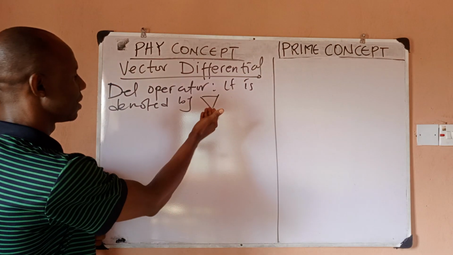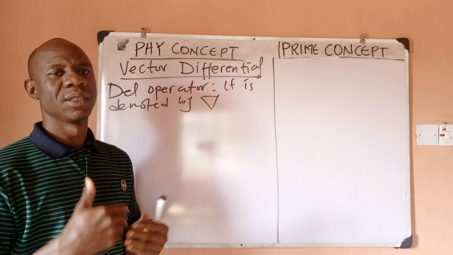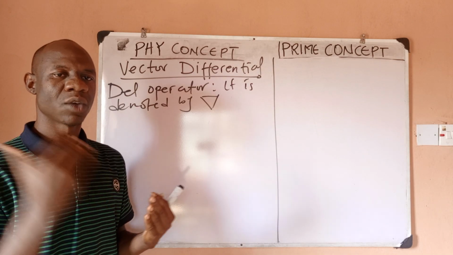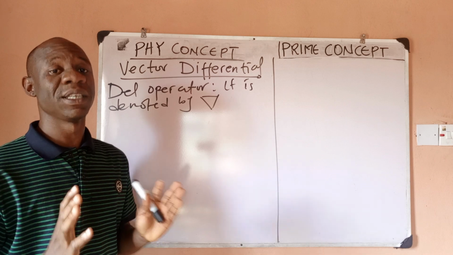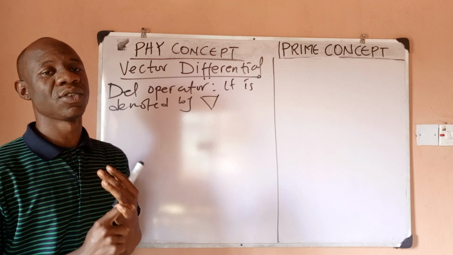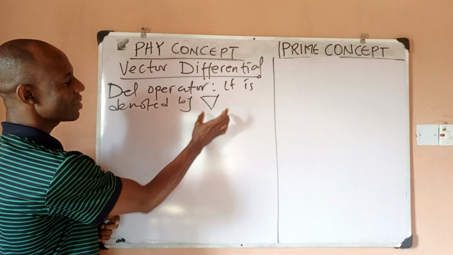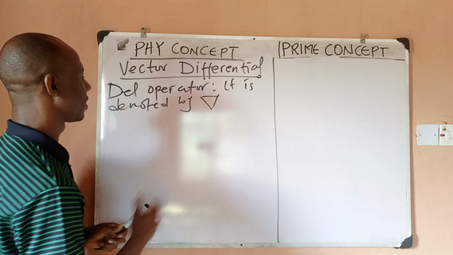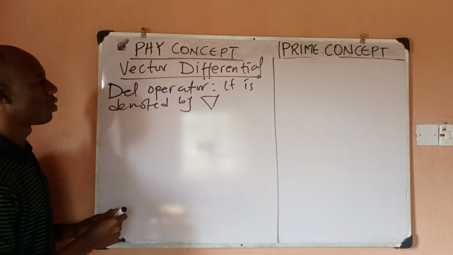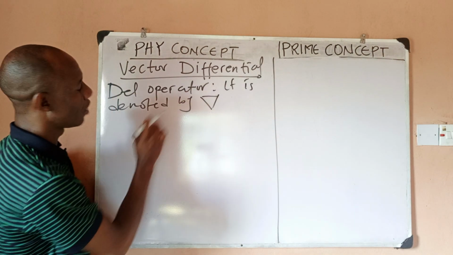Yes. The del operator actually is a vector operator that tells us the rate at which a quantity changes in space. It gives us the direction and also the magnitude of that quantity. It gives us the rate at which a quantity changes in space in terms of its magnitude and also its direction. Now, what is the formula for the del operator?